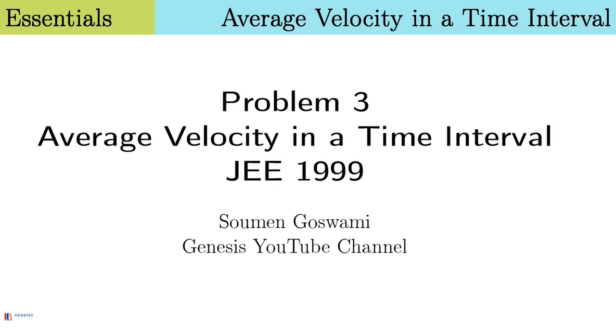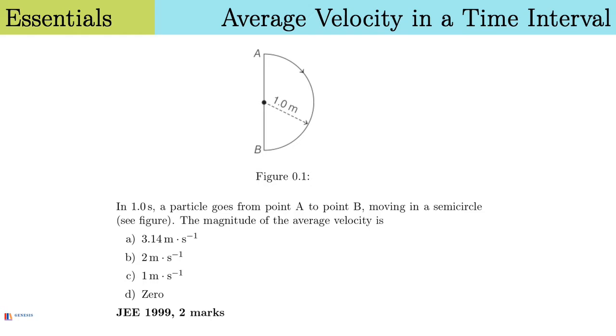Today's problem is a past JEE objective question from 1999 and it goes like this. In 1 second, a particle goes from a point A to point B moving in a semicircle as shown in the figure. The magnitude of the average velocity is. 4 options are given. First one, A is 3.14 meter per second, B 2 meter per second, C 1 meter per second and D 0.